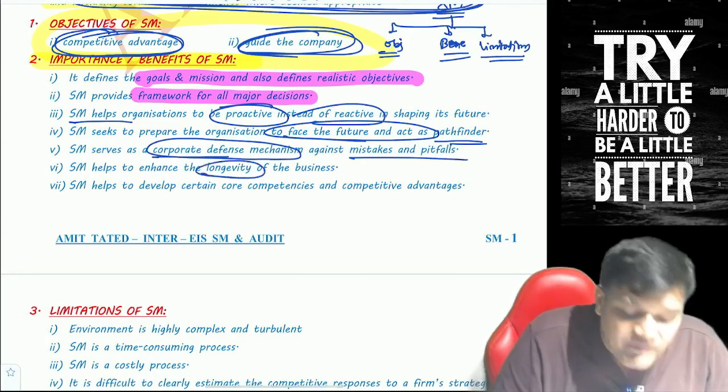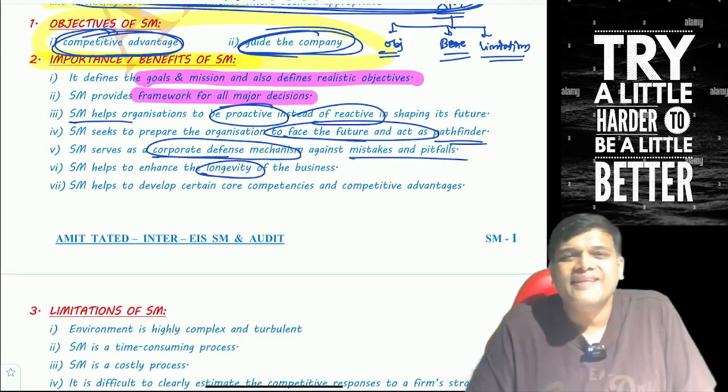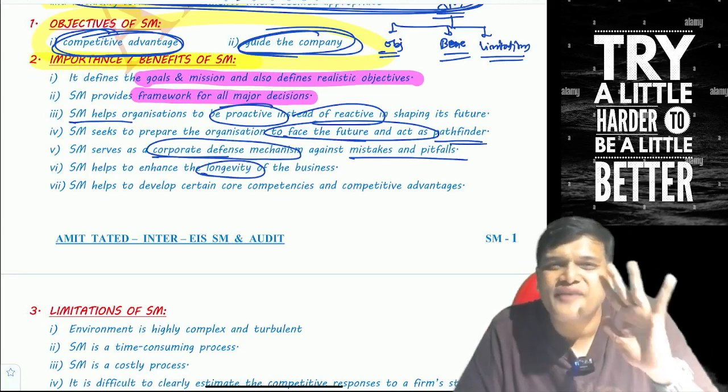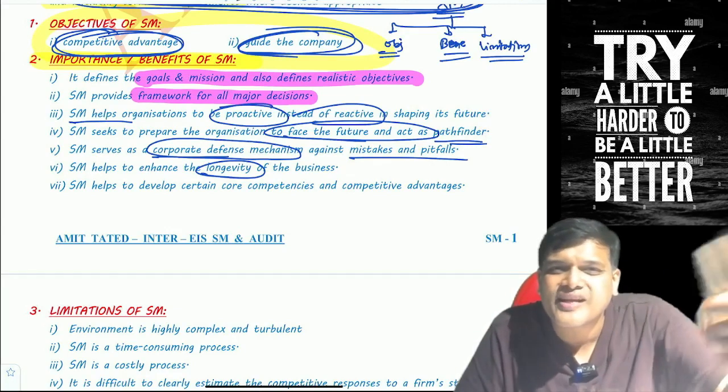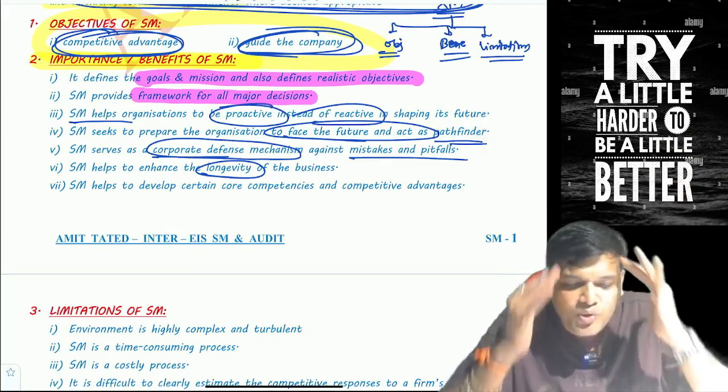Because of SM, you will have longevity in business. Reason is simple. Sir, why will there be longevity? By the definition of SM, you always take corrective action. It is not a one-time action. Always take corrective action. That's it.